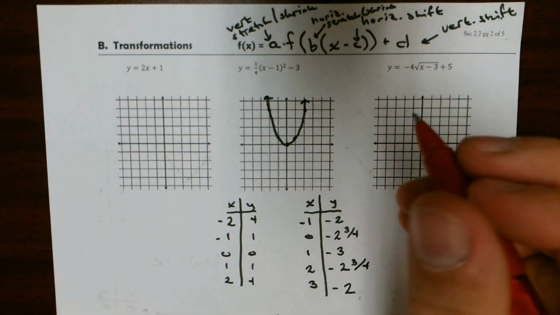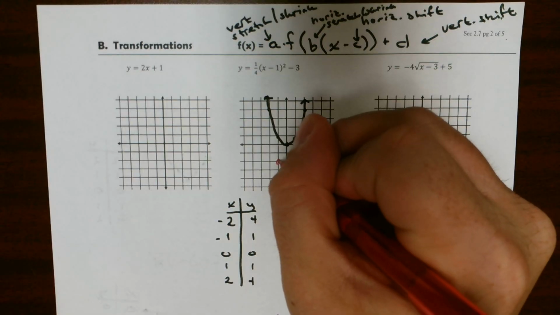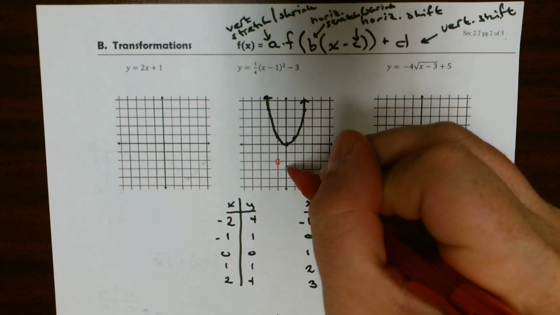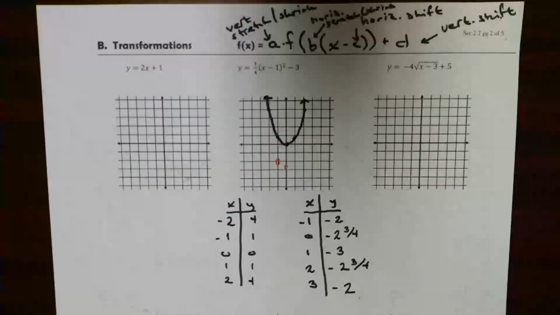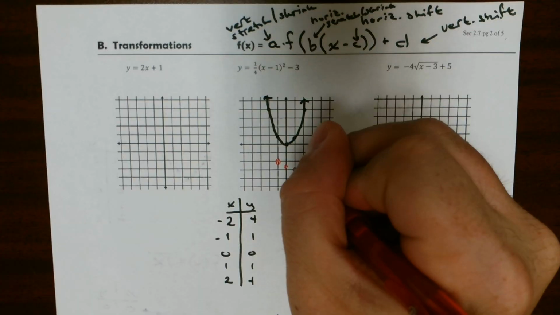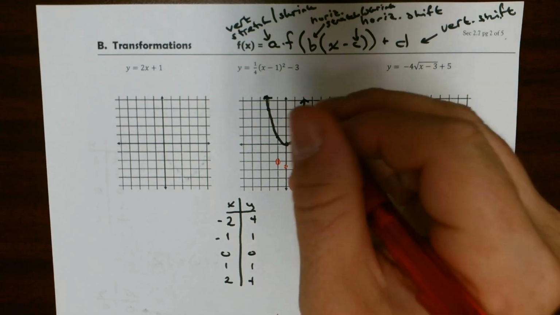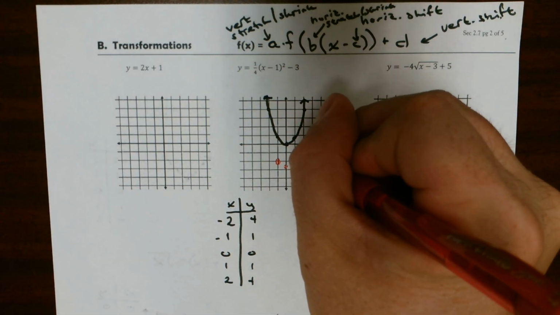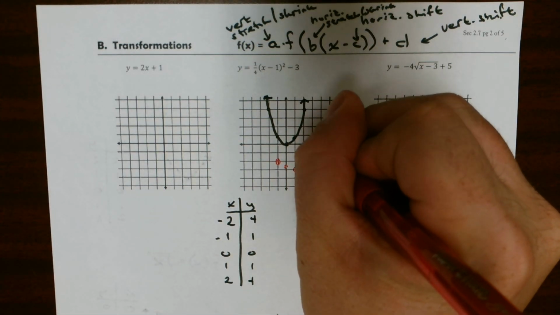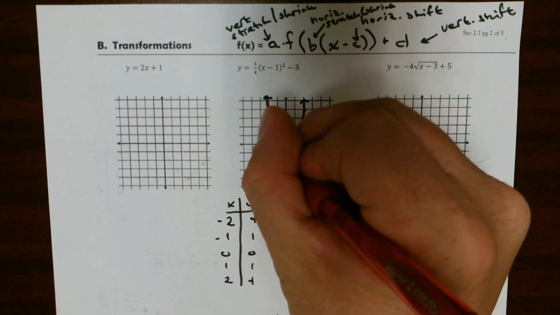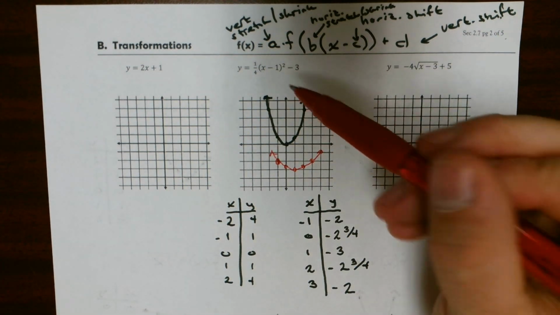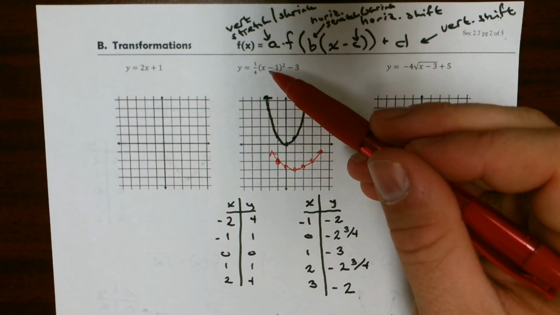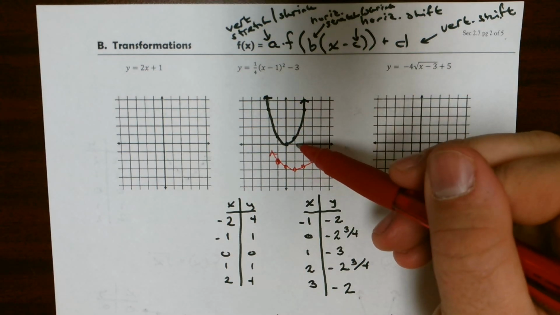So our final function is going to look like -1, -2, 0, -2 3/4, about right there, 1, -3, 2, -2 3/4, and 3, -2. And we can draw our parabola now, which we should notice has a vertical shrink. It's been compressed by a factor of 1/4, and it has moved right 1, down 3. You can look at your vertex, right 1, down 3.